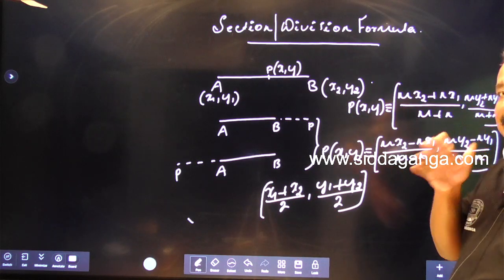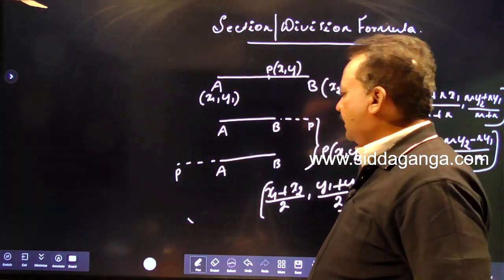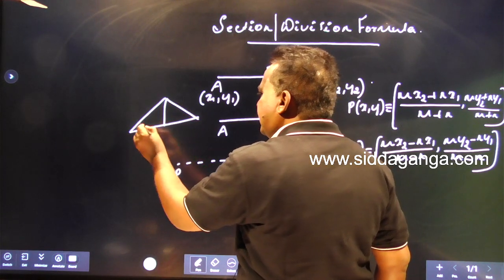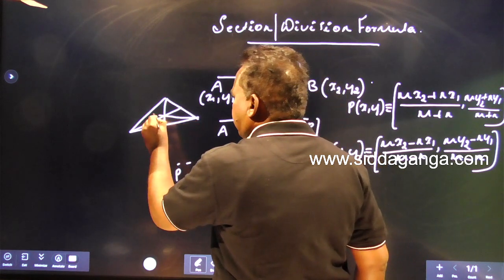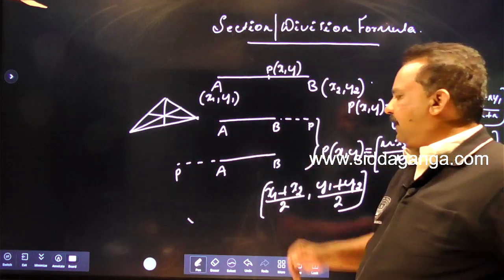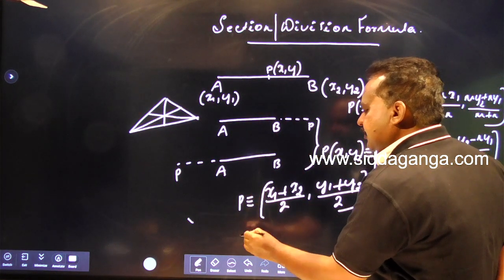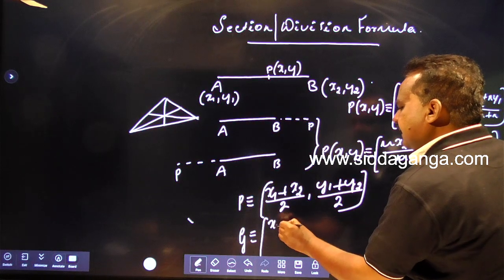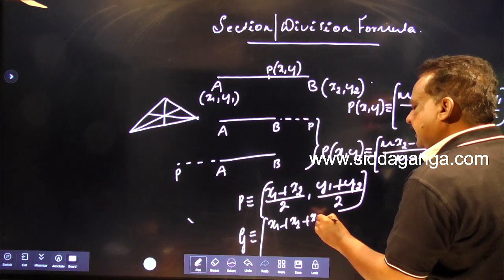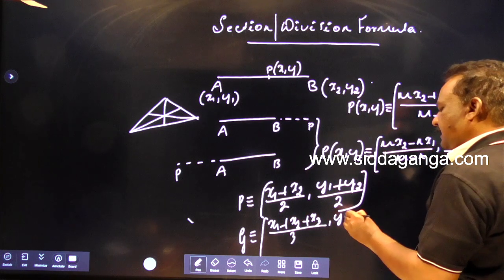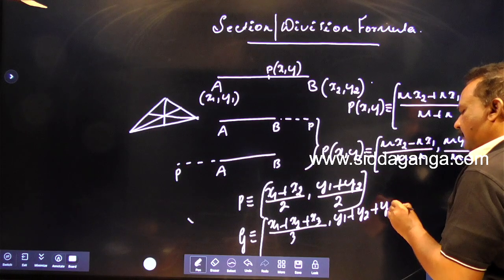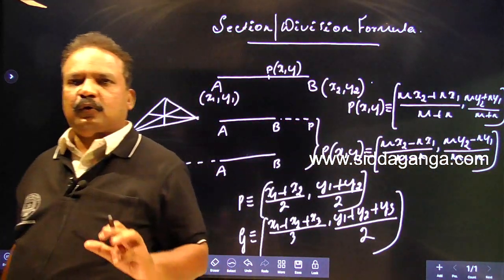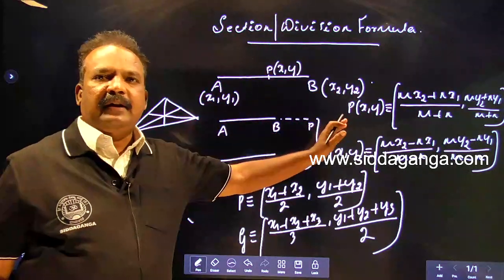This midpoint formula is a special case of the internal division. And also in the case of a triangle, if you come across the centroid, centroid means it is the point of intersection of the medians of a triangle. Then we can also find the centroid using the section formula for internal division. The centroid is denoted by G, that is x1 plus x2 plus x3 by 3, y1 plus y2 plus y3 by 3. Look, these two, that is midpoint formula and centroid formula, are the two special cases of the section formula for internal division.